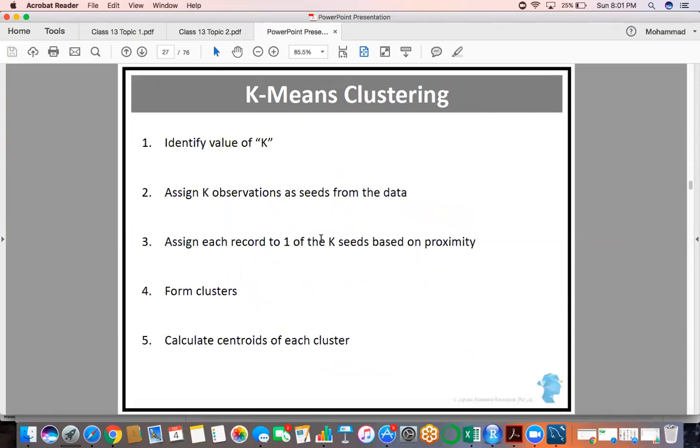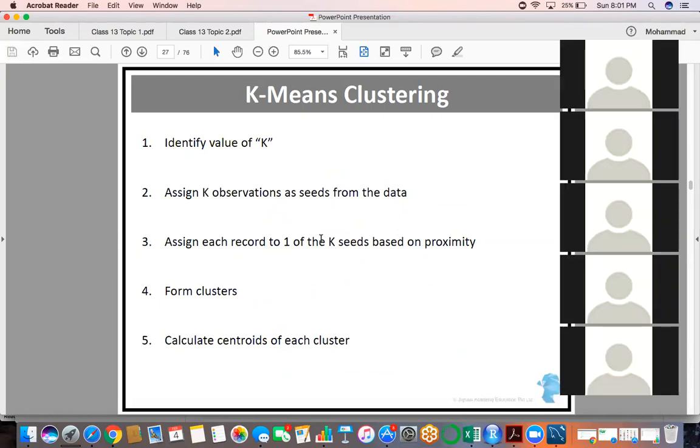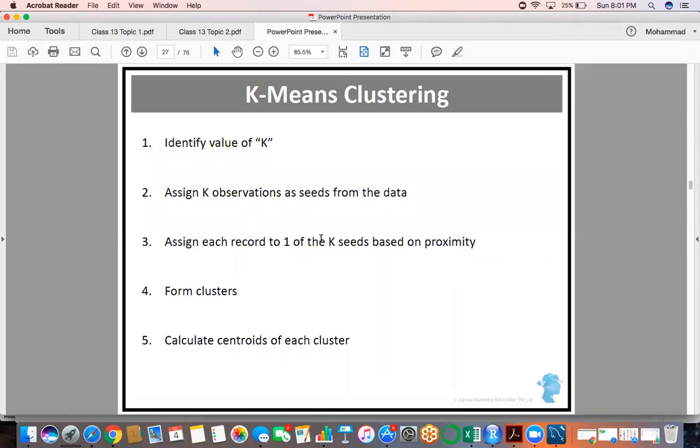Now these are the points. Identify value of k. K is what? Number of clusters. Assign k observations as seeds from the data. So this is like you can specifically, if you know the cluster. Like if you are analyzing, let's say in case of mail, let's again take the example of Gmail, which we have seen last time. By default, the category is inbox, then you have social, then you have promotion. Okay, so you know that if you have 10 million mails and you need to categorize mails into different clusters, you know the value of k. It will be 3 or 4 maximum. So you can predefine the value of k, and that is in your hand.